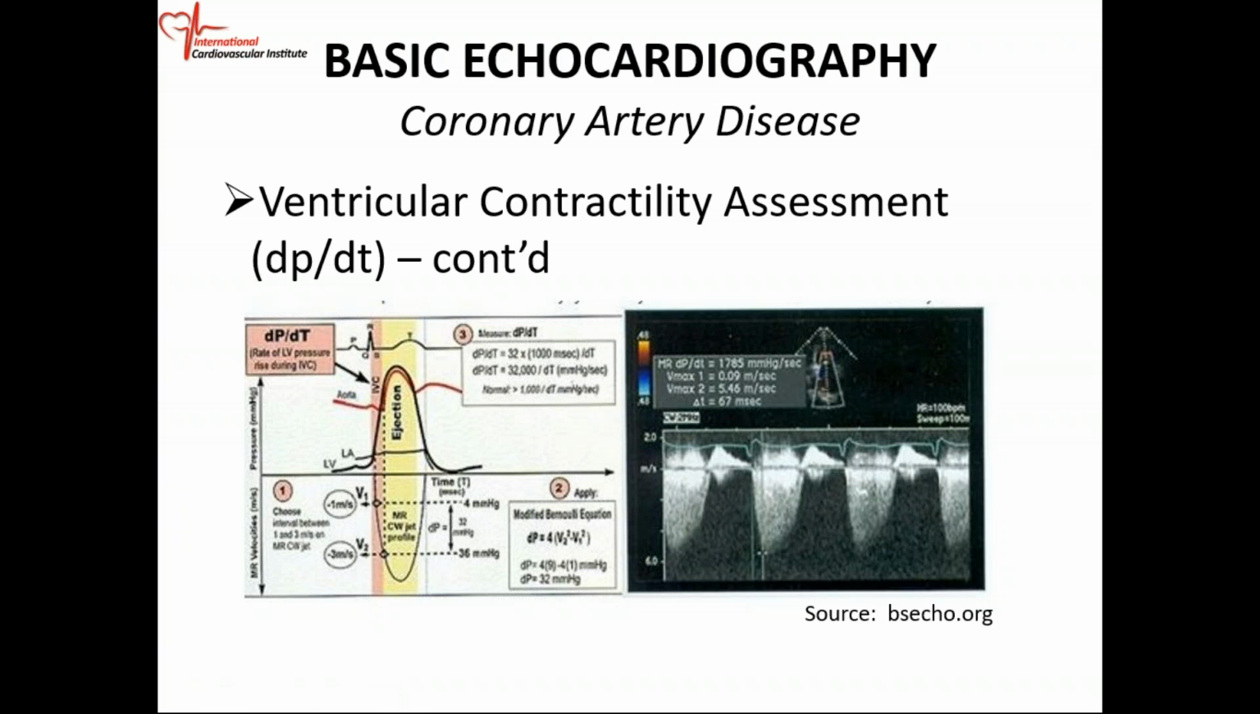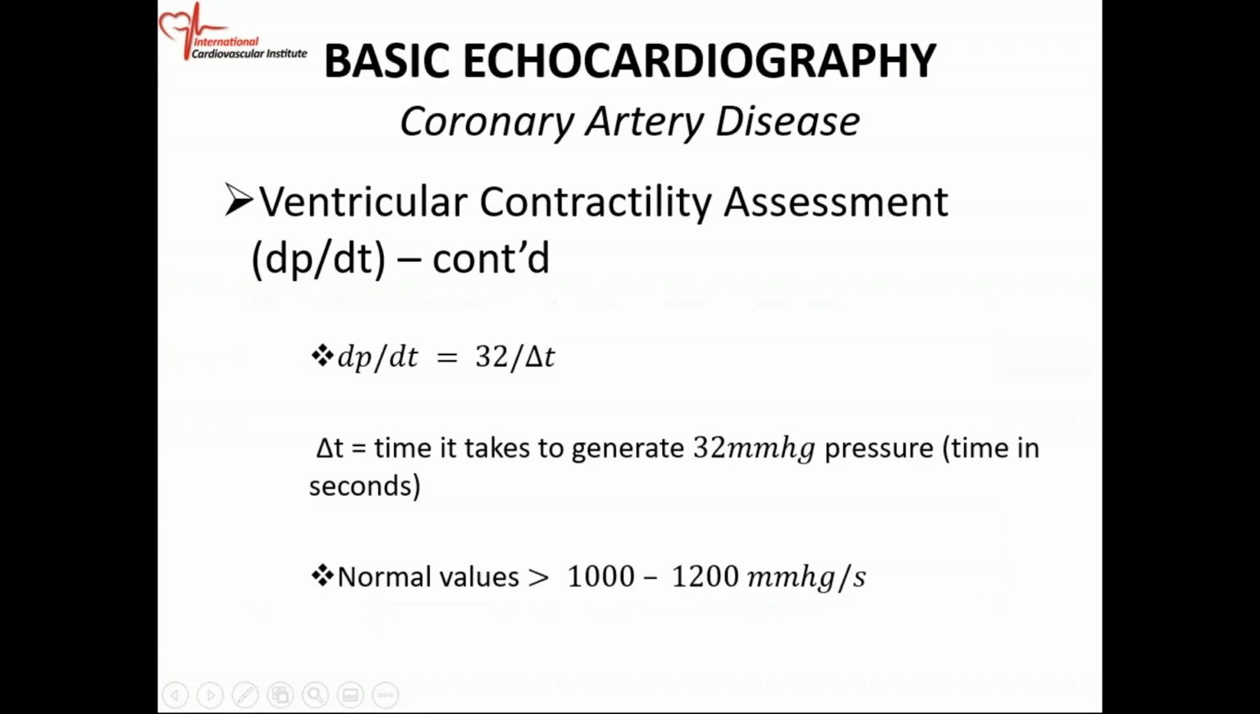So at 1 meter per second, the pressure gradient is 4v squared. You square 1, which is 1, 4 times 1 is 4. And then at 3 meters per second, you square the velocity, multiply by 4, that's 36. So that's 36 minus 4, it's 32.